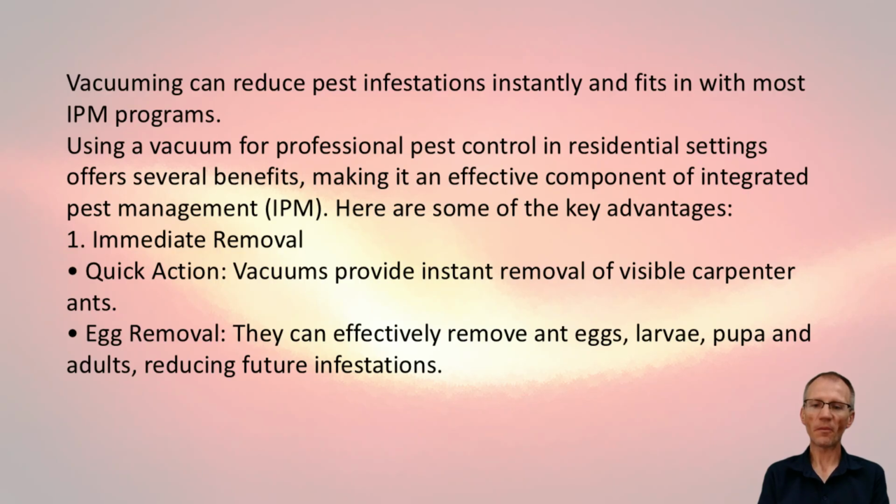Using a vacuum for professional pest control in residential settings offers several benefits, making it an effective component of integrated pest management, or IPM. Here are some of the key advantages. 1. Immediate removal. Quick action. Vacuums provide instant removal of visible carpenter ants. Secondly, egg removal. They can effectively remove ant eggs, larvae, pupae, and adults, reducing future infestations.